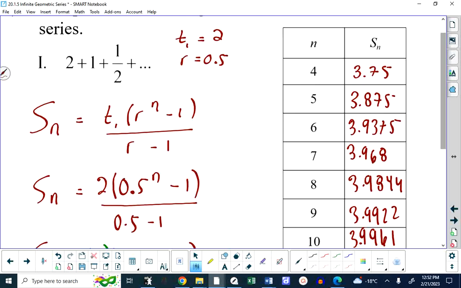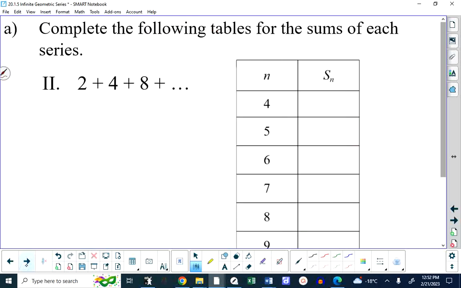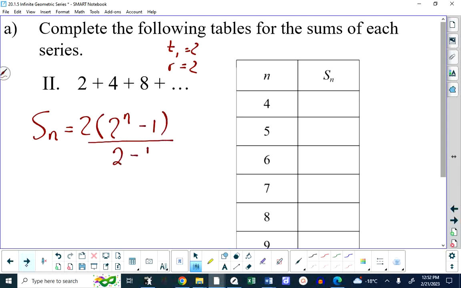All right. Let's take a minute and do the same thing for the second sequence. What would our general formula be? Well, it would be Sn is the first term, which is 2. Let me write down my parameters here again. T1 equals 2. R is equal to 2. So I would get 2 times 2 to the n minus 1 over 2 minus 1. Just take a minute and roll that around upstairs and make sure that that makes sense.